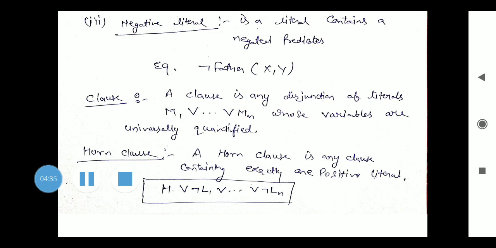So now we will discuss the clause. A clause is a disjunction of literals M1 or M2 or ... or Mn, whose variables are universally quantified. So a clause is represented by disjunction. And now we are going to discuss the Horn clause. A Horn clause is any clause containing exactly one positive literal: H or not L1 or ... or not Ln. This is the representation of a Horn clause. One positive literal must be there.